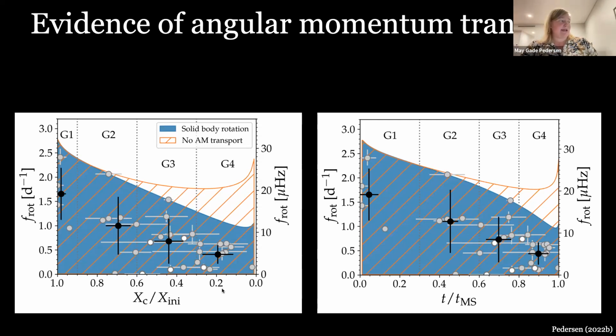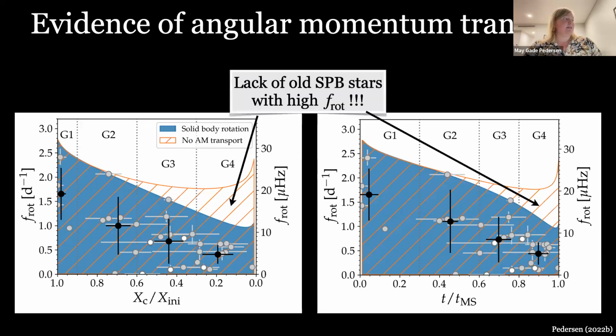What I really want you to take away from this is that when we go to the older stars in the sample, for the case of no angular momentum transport, there is an empty region up here where that case predicts that we should be finding stars, which we don't. Essentially, we have a lack of old SPB stars with higher rotation rates. And so all this is really telling us is that it seems angular momentum transport is indeed happening inside these stars on the main sequence, and it might also be quite efficient.